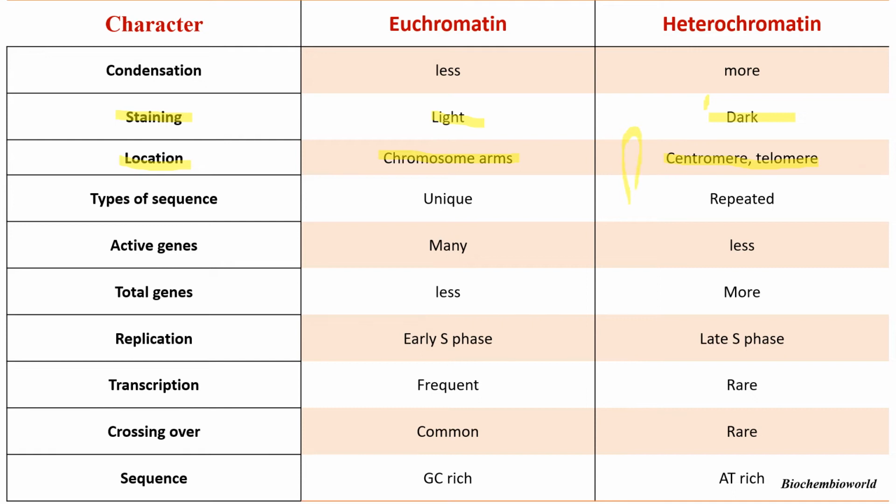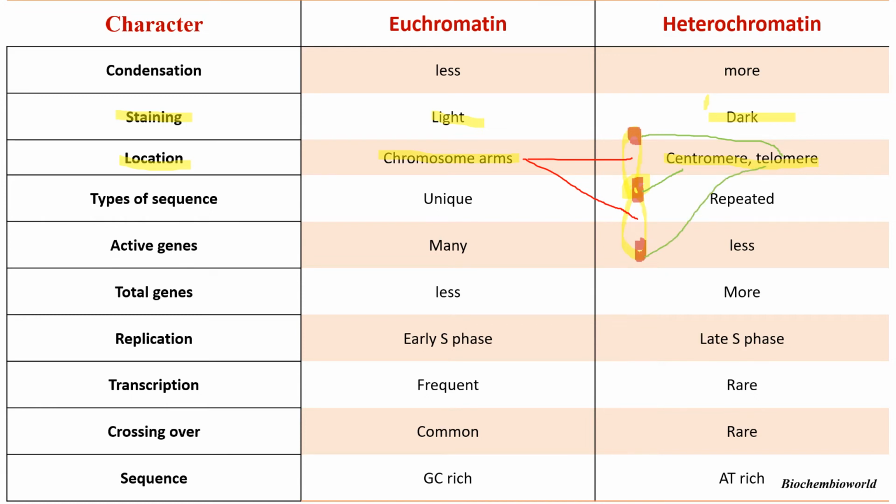We all know that the chromosome is shaped like an 8. The center one is the centromere, and the ends are termed telomeres. The chromosome arms refer to these parts. This is the centromere, the center part, whereas these are the telomeres. I hope the location is clear.